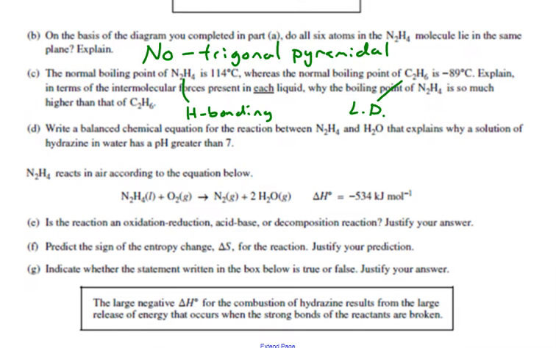D. Write a balanced chemical equation for the reaction between N2H4 and water that explains why a solution of hydrazine in water has a pH greater than 7. They are giving you all the hints of what this should look like. So again, please come up with what this should be in your group. Match it up. Please don't just wait for me or wait for your table captain. You were supposed to elect one when you came in. I'm kidding. Focus on the problem.